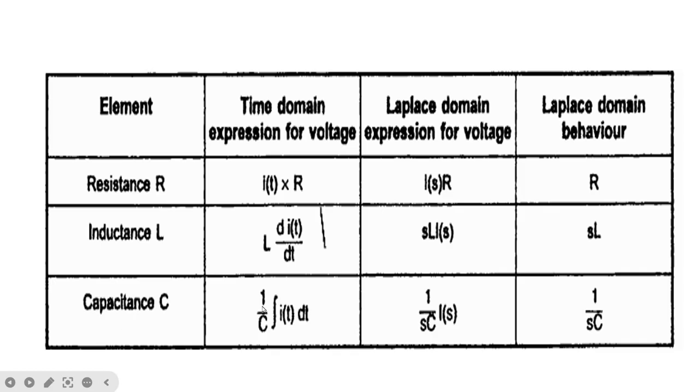The next is capacitance C. It is given by 1 over C integration i(t) dt in time domain. That is the voltage of the capacitance. In Laplace domain, you can write it as 1 over sC into I(s). And similarly here the Laplace domain behavior will be this one, that is 1/sC.